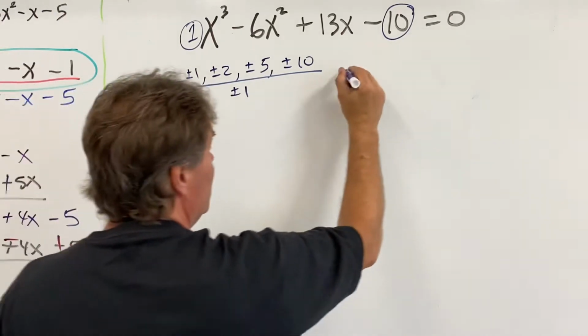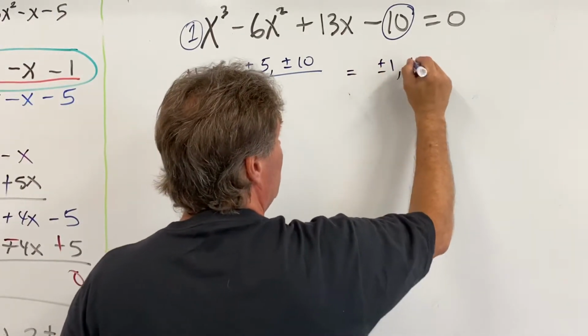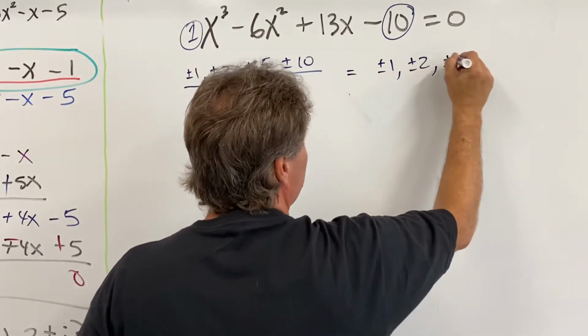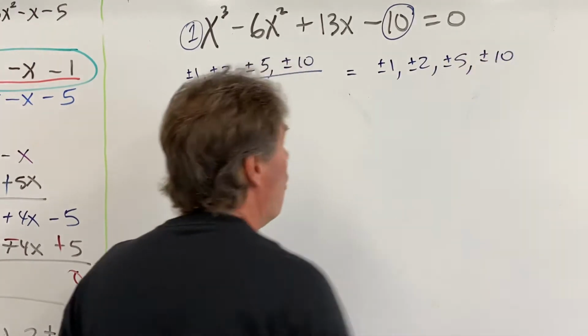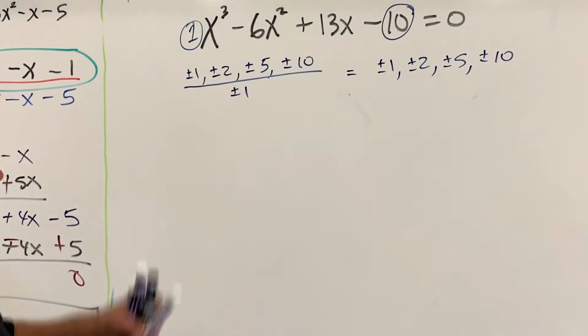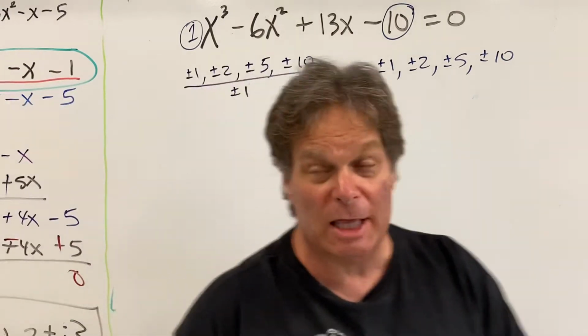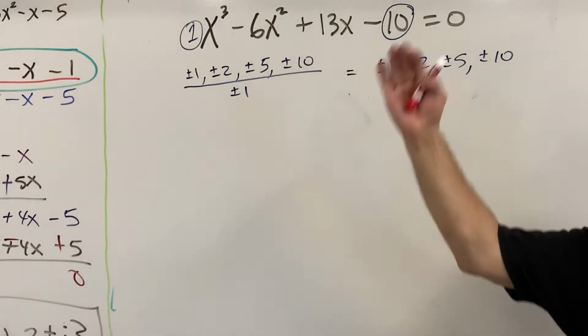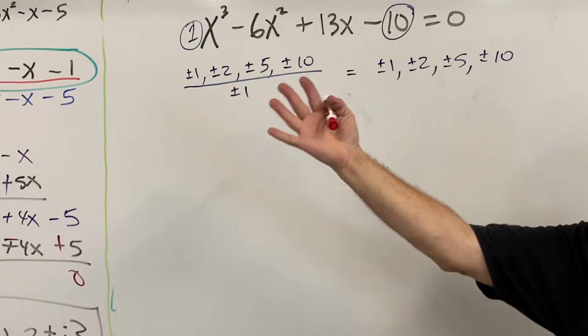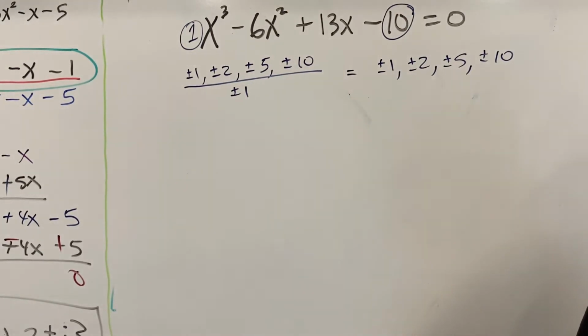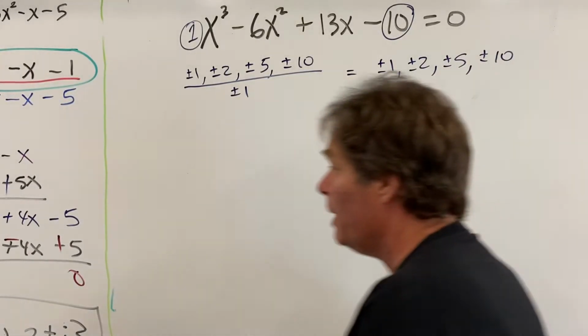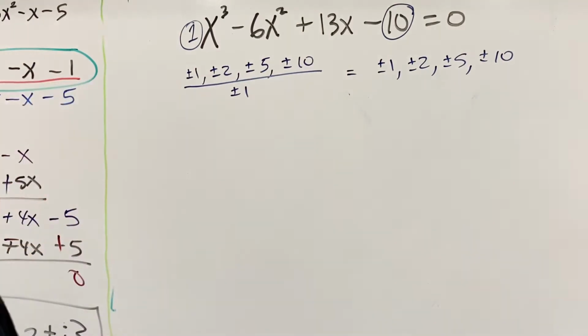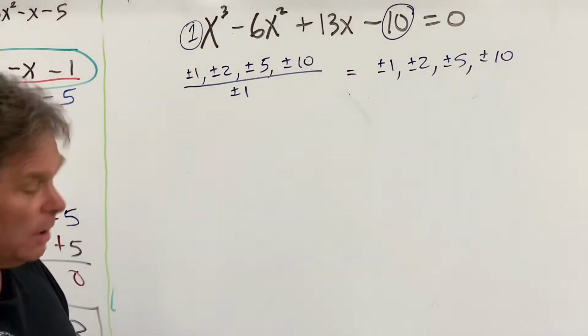Look, they're gonna be plus or minus 1, plus or minus 2, plus or minus 5, plus or minus 10. Oh my God, can you believe it? I went from infinity possibilities down to 2, 4, 6, 8 possibilities. From infinity down to 8. Can you believe it? I can't believe it. Even if I have to try all 8, that's not that bad. So let's start trying them.